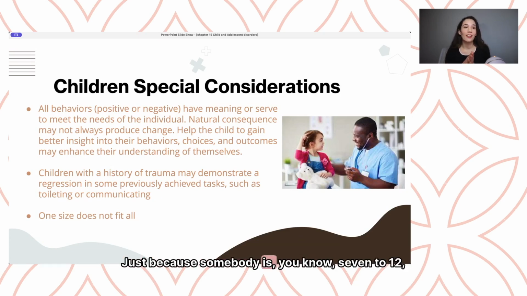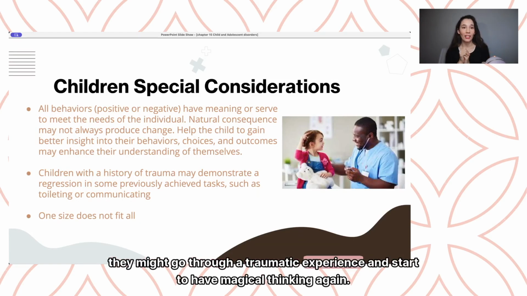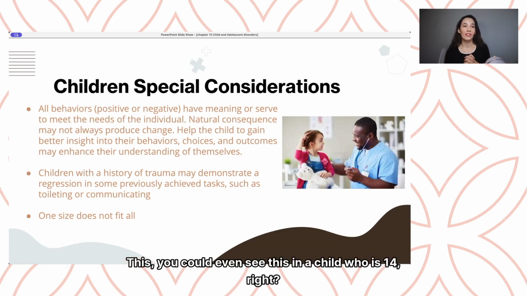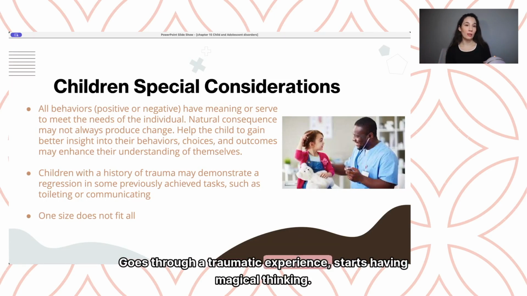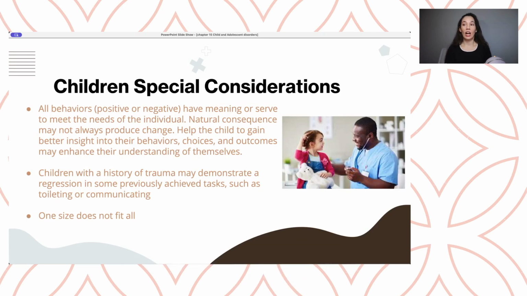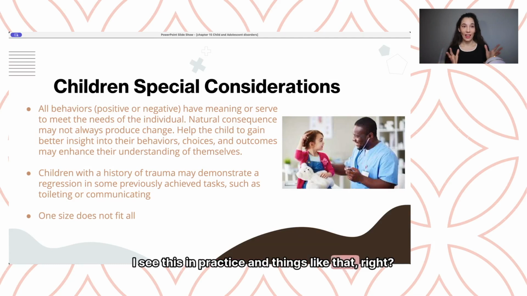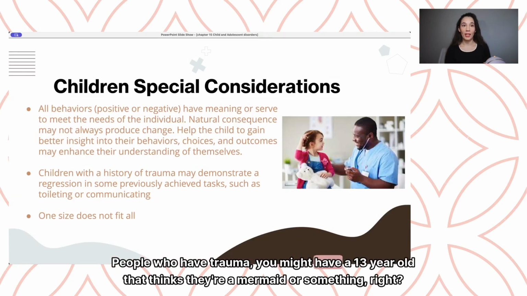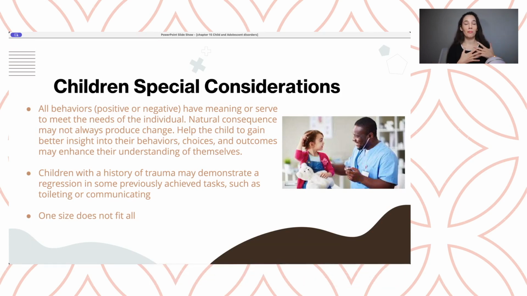Just because somebody is 7 to 12, they might go through a traumatic experience and start to have magical thinking again. You could even see this in a child who is 14, right? Goes through a traumatic experience, starts having magical thinking. This is common. I see this in practice and things like that, right? People who have trauma, you might have a 13-year-old that thinks they're a mermaid or something, right? Trauma. So that's that.